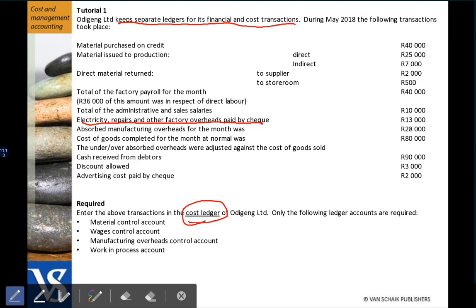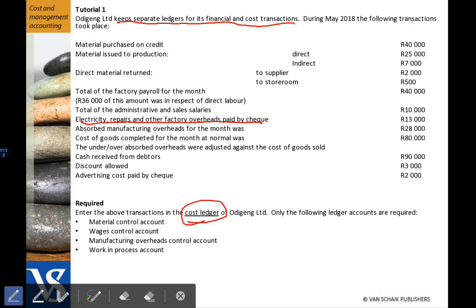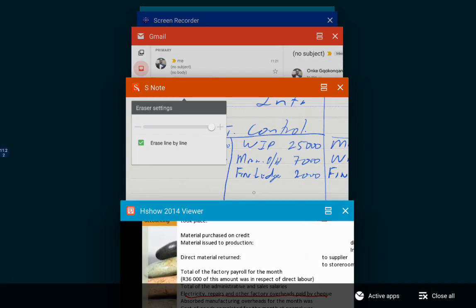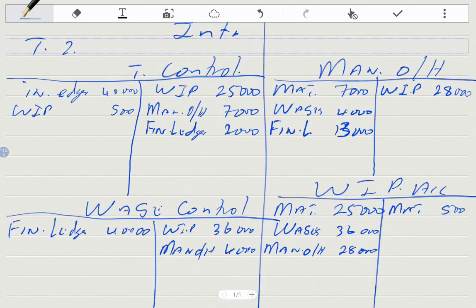Let's look at what's the next transaction we have. Cost of goods completed for the month at normal was 80,000. So once we say this is a cost of what we've completed, it means that it will go in our work in process account, then to the finished goods. I'm sorry, I don't have enough space here. So this 80,000 will go in there. Then you'll debit your finished goods, but as per the instruction, they didn't ask us to open that finished goods.